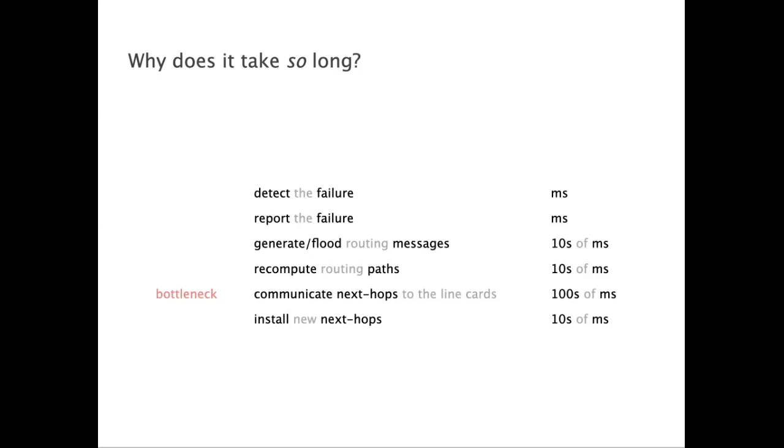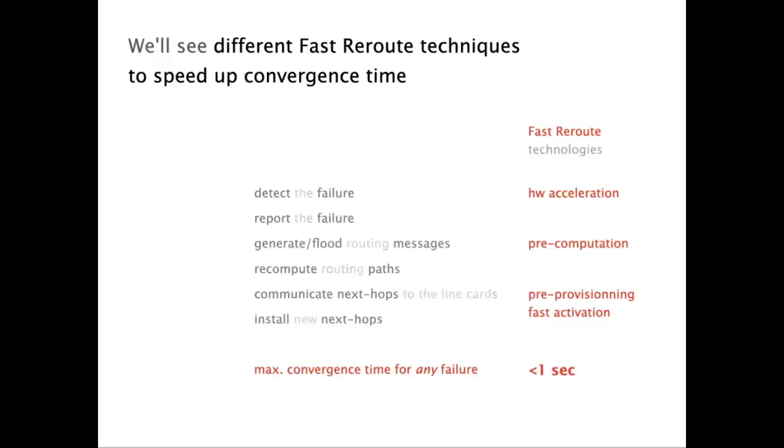On the right-hand side of the slide, you can see the average time that each of these operations takes, roughly an order of magnitude. What is clear there is that there is one big bottleneck, which is the communication of the next hops to the line cards. That takes a lot of time. These are numbers per entry, and you can multiply this by a lot of entries and end up with minutes, as I was mentioning initially. So in the lecture, we will see how we can make things better.